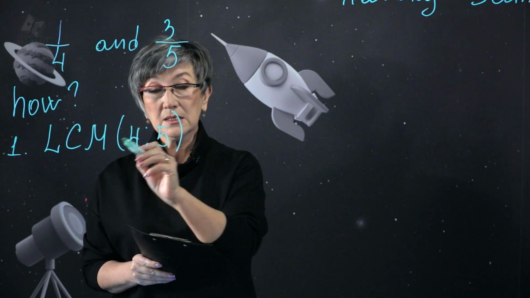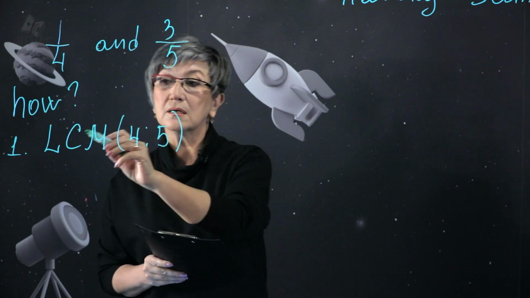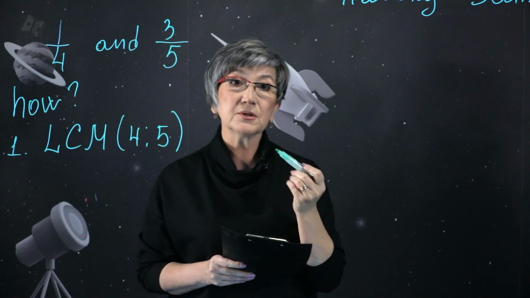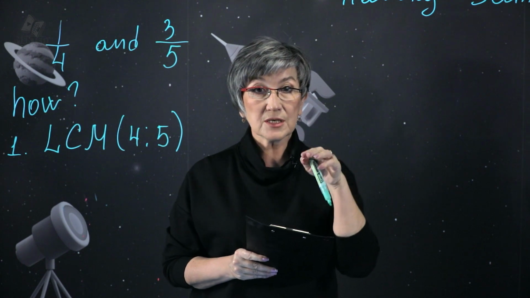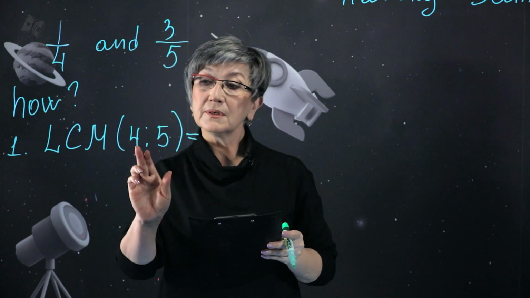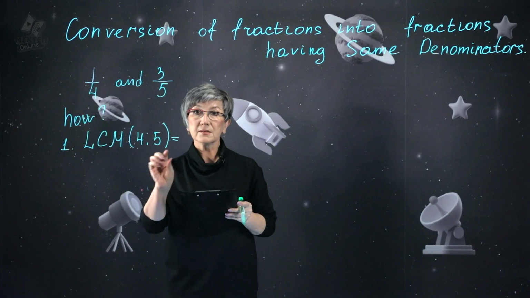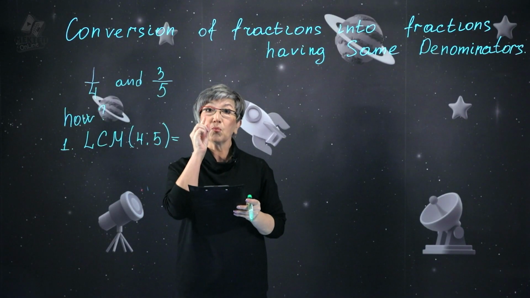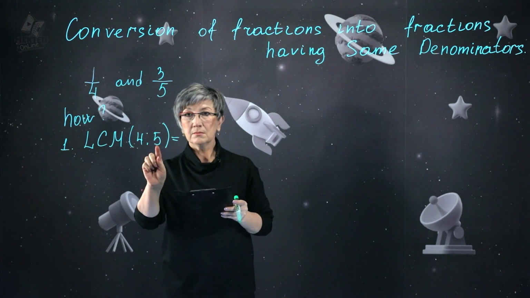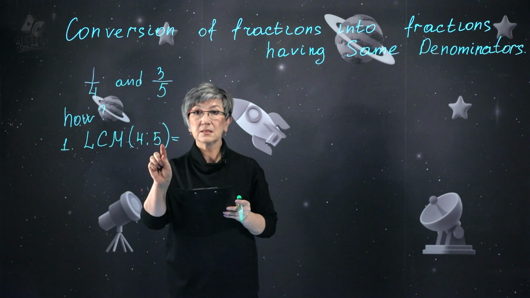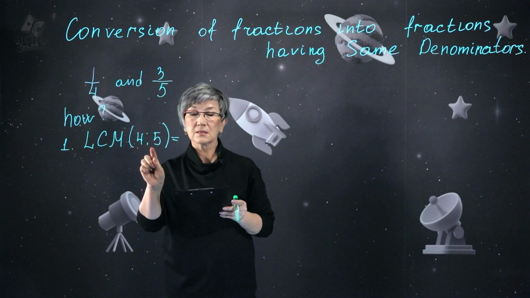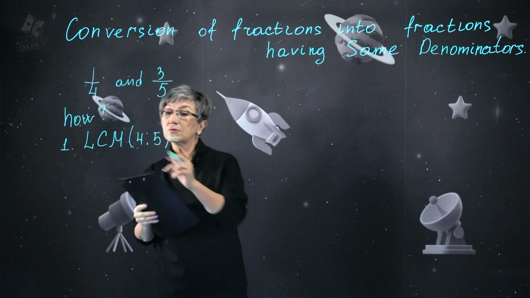By the way, if you don't know how to find the least common multiple, then check out the previous lesson. But of course, now I'll remind you how to do it. I have the numbers 4 and 5. We choose the bigger number, which is 5. It's divisible by 5. Let's divide 5 by 4. No, it won't divide. Then I multiply 5 by 2.